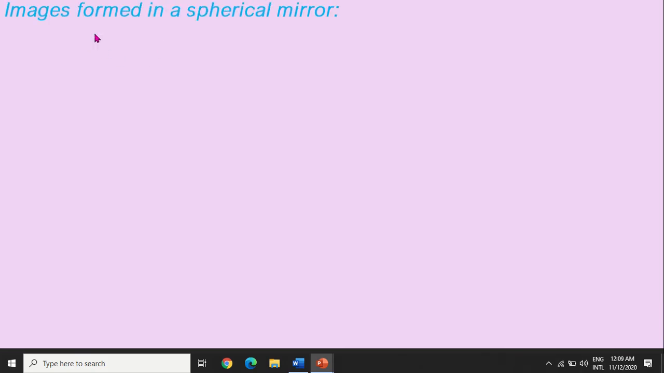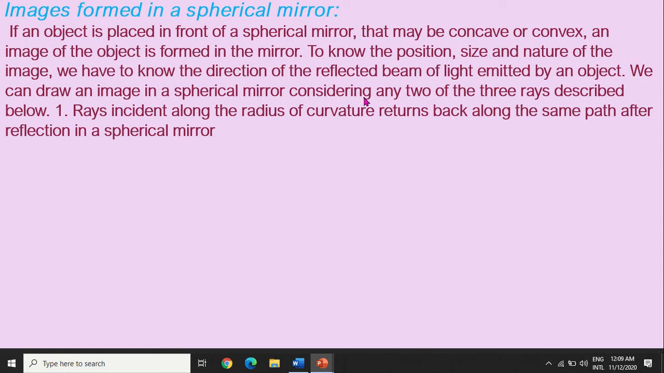So, images formed in a spherical mirror. Dear students, you know about a spherical mirror from my previous content, and today I will show images formed in a spherical mirror. If an object is placed in front of a spherical mirror that may be concave or convex, an image of the object is formed in the mirror. To know the position, size, and nature of the image, we have to know the direction of the reflected beam of light emitted by an object. We can draw an image in a spherical mirror considering any two of the 3 rays described below.